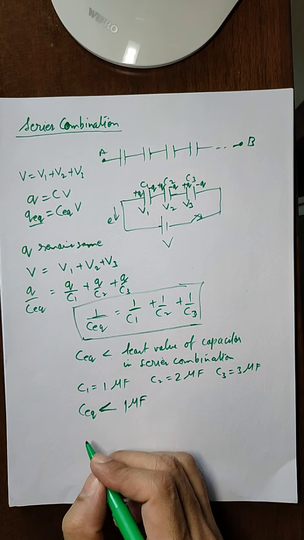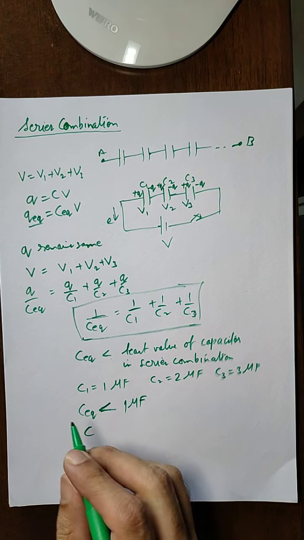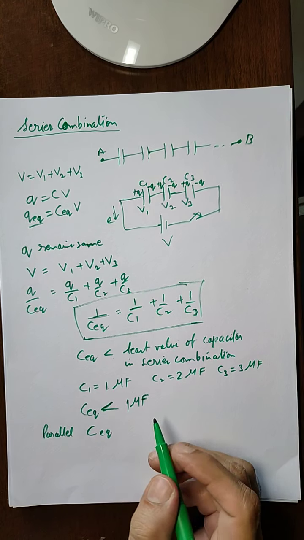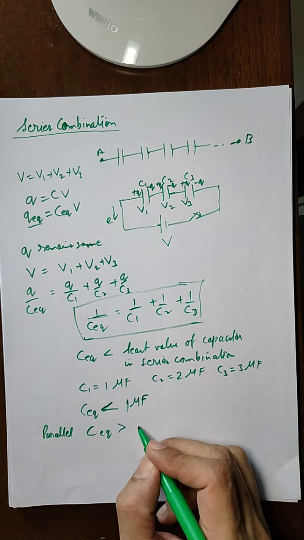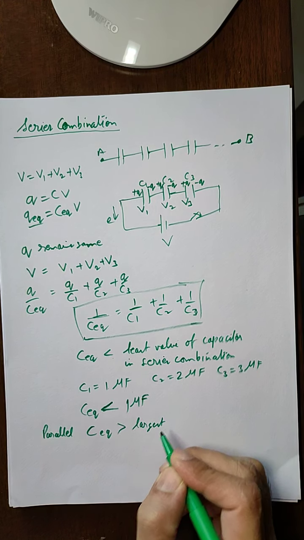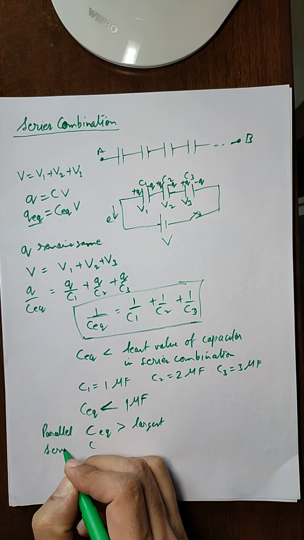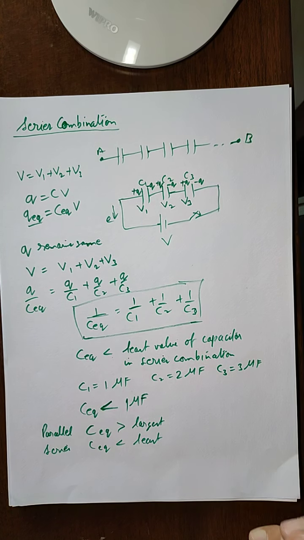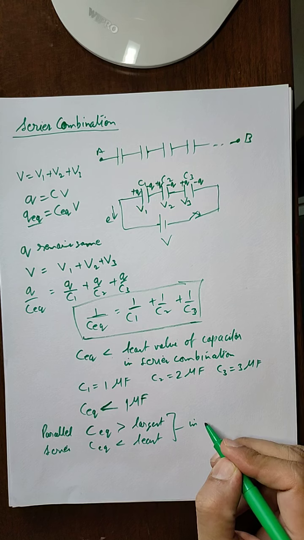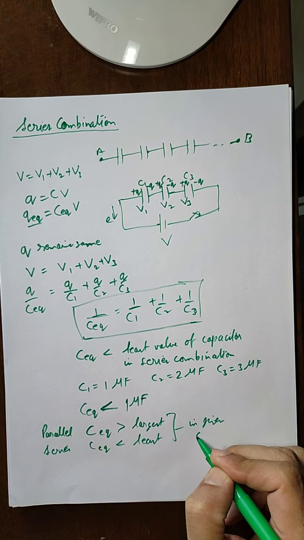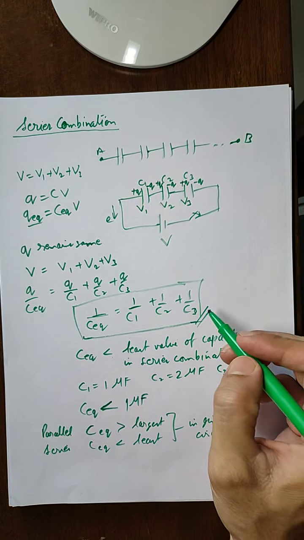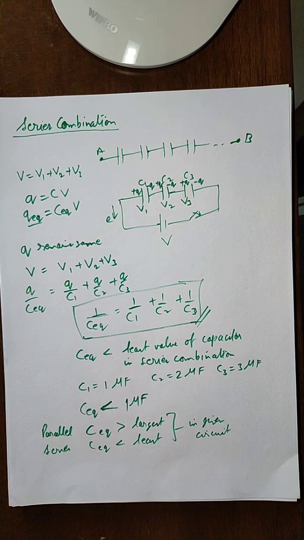So remember this. In a parallel combination, C equivalent is always greater than the largest capacitance, and in a series combination, C equivalent is less than the least capacitance in the given circuit. So these are the expressions that you should remember to solve the questions, especially the numericals on this part.